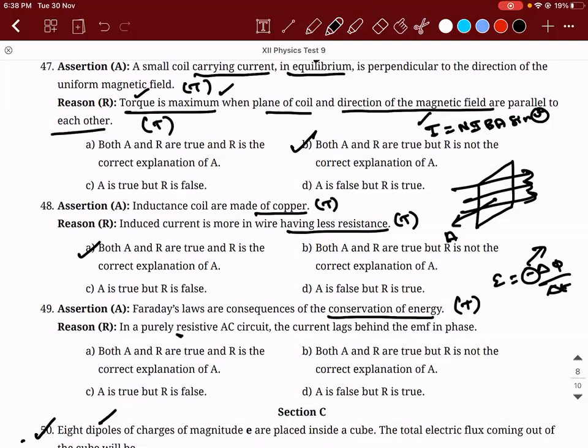In a purely resistive AC circuit, the current lags behind the EMF in phase. Obviously, it's false because for the case of a resistive circuit, EMF and current are in the same phase. So A is true, but R is false.